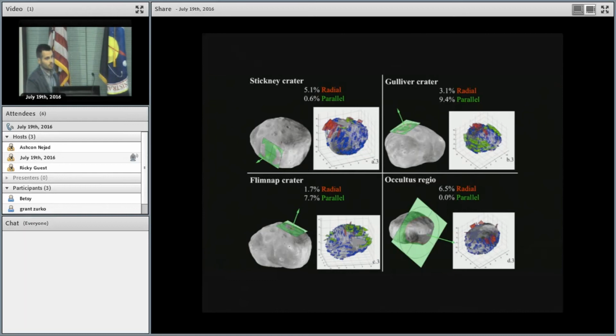Then there is this region that we call the Occultus. It's a positive feature right here. And in this case, we have 6.5% of radial grooves, while we don't really have any parallel grooves.